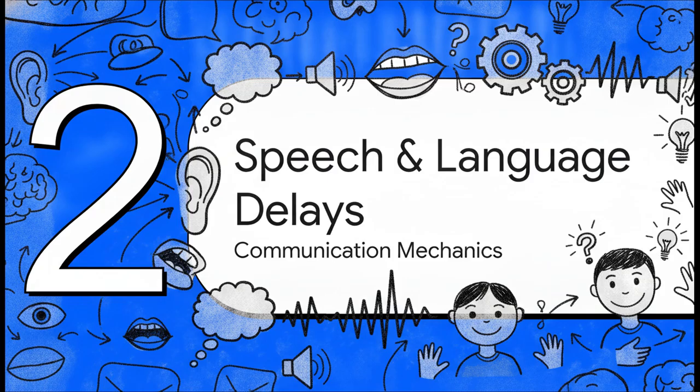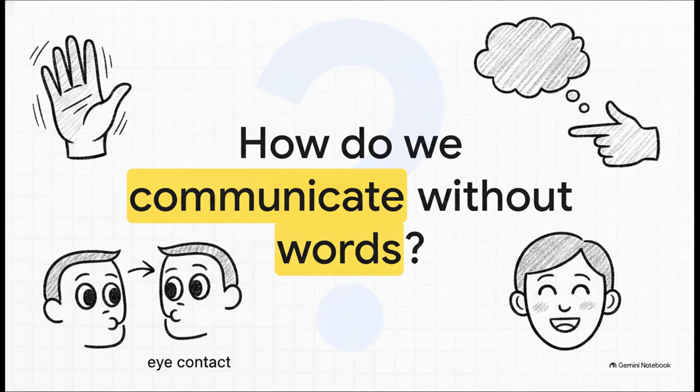Moving right along to Section 2, Speech and Language Delays, the Mechanics of Communication. You know, human communication is built on some seriously complex mechanics. When a kid has a speech or language delay, it massively impacts their social life and their learning.